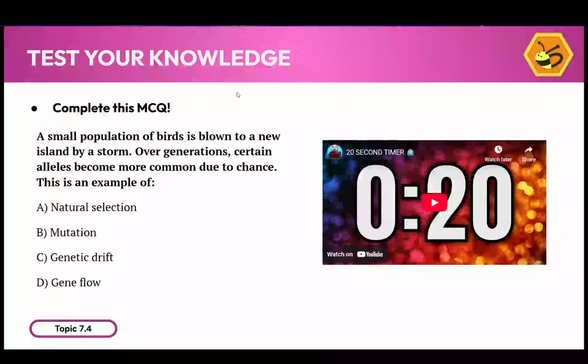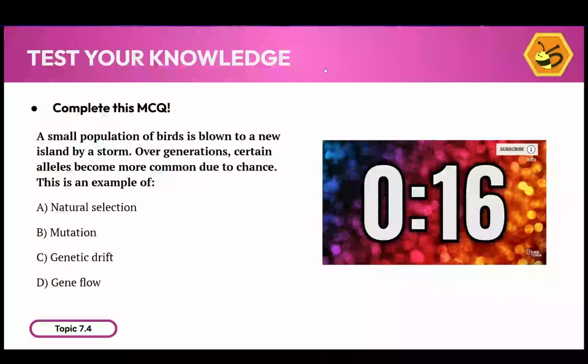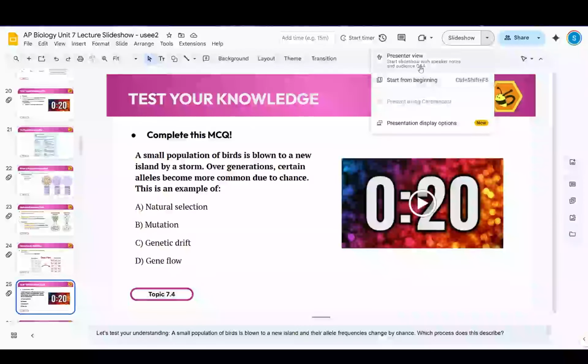Oh wait, oh my gosh, I'm super sorry, guys. This actually would be an example of gene flow. I don't know why, but you guys are totally right. And the reason for that is, well, it's not genetic drift because, oh my gosh, I'm reading off the wrong presenter slides right now. Wait, what is the answer for this one?